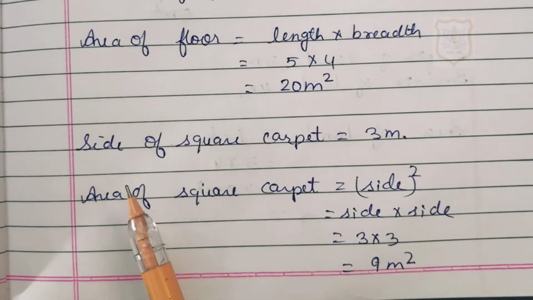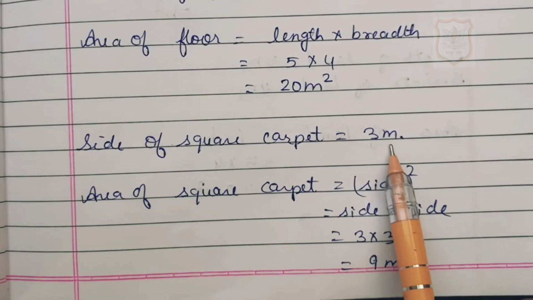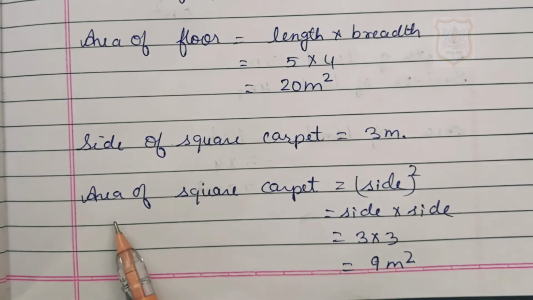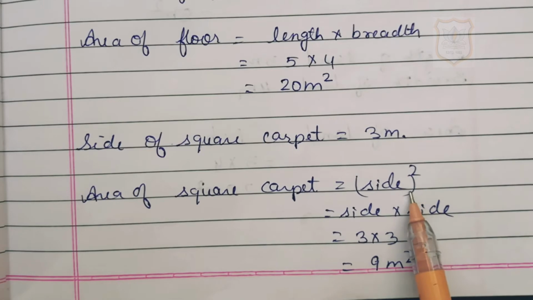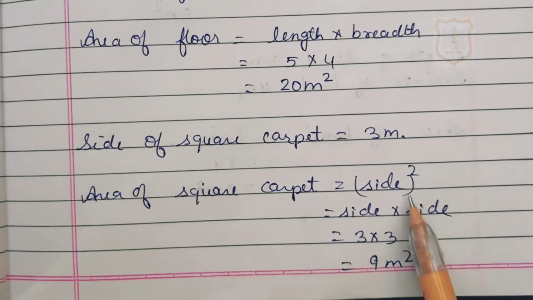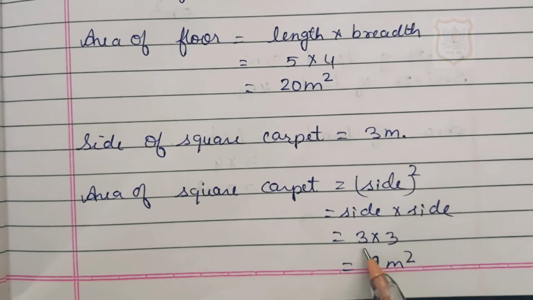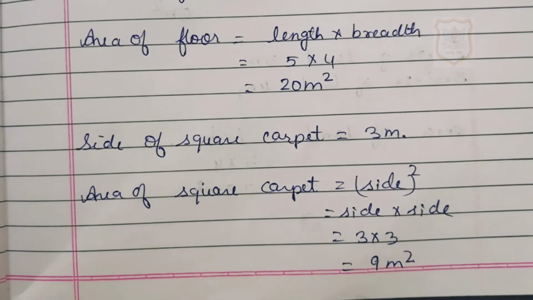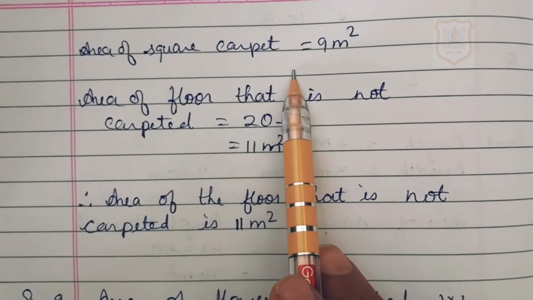So here on the floor a square carpet of side 3 meter is to be laid. So here side of the square carpet is equals to 3 meter. So first we have to find out the area of the square carpet. To find out the area of the square carpet, the formula is side square. In the place of side square we will write side multiplied by side. Now side is 3 meter, so we will multiply this 3 and 3. By multiplying 3 and 3 we will get 9 meter square. Therefore area of the square carpet is 9 meter square. So here we will write area of square carpet is equals to 9 meter square.